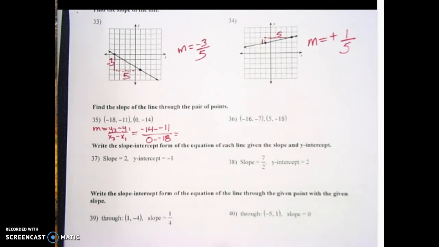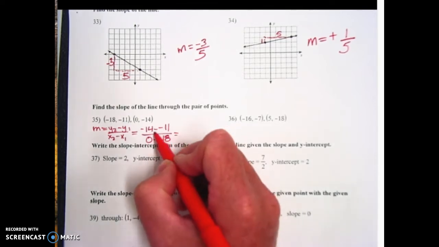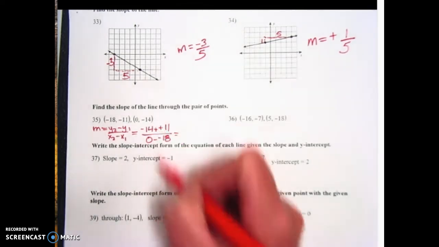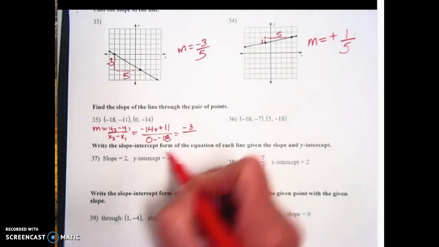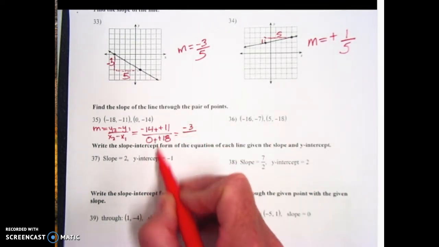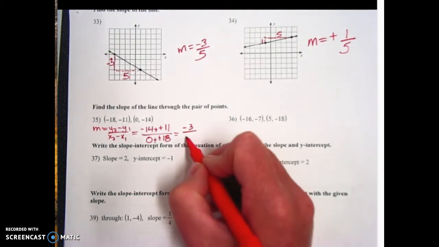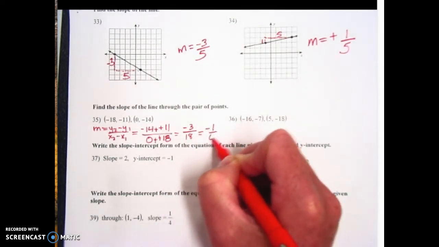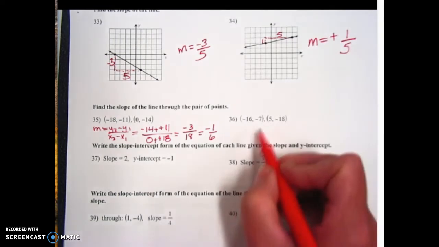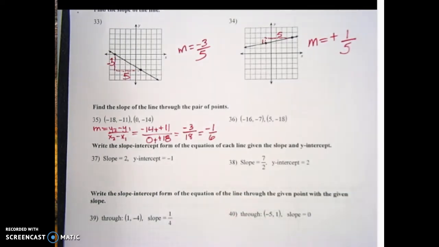And then you're going to use your pre-algebra skills to simplify this. If you are subtracting a negative, that's the same as adding a positive. So you have negative 14 plus 11, which is negative 3. And then change the subtracting a negative to adding a positive. So 18, this will reduce to negative 1/6.